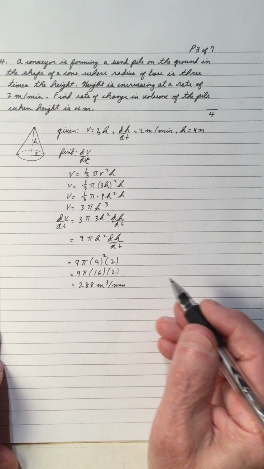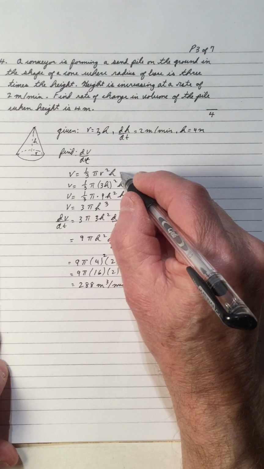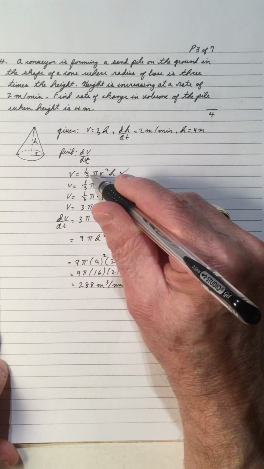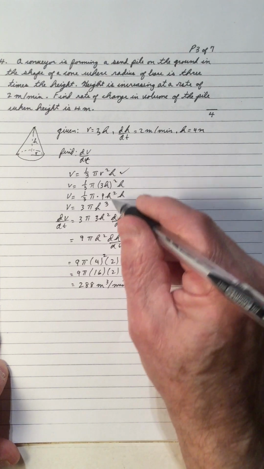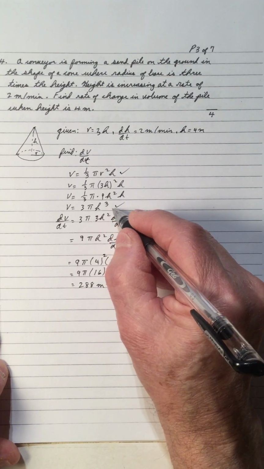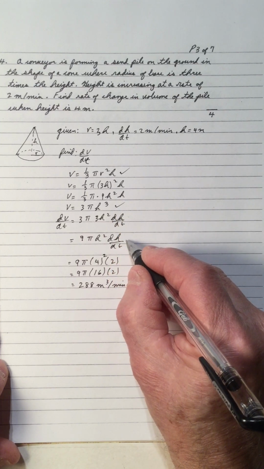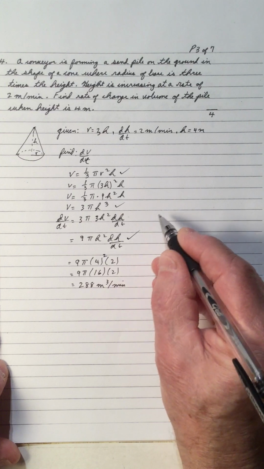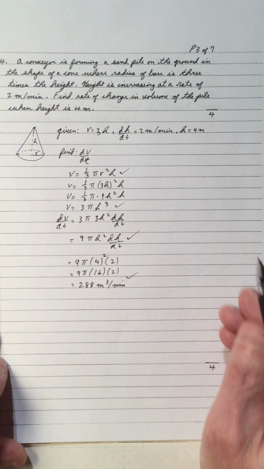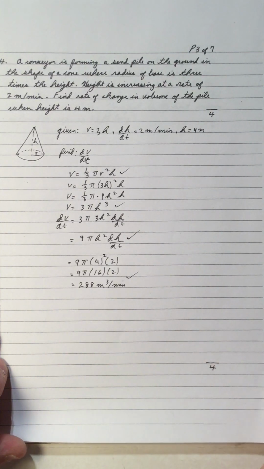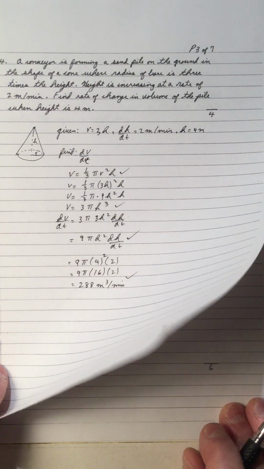And I gave 4 marks for this question. If you came up with the formula for the volume of a cone, I gave you 1 mark. If you came up with the substitution here and worked it out, I gave you another mark. If you did your derivative okay and came up with this equation, I gave you another mark. And if you put the 4 in and worked it out, you got 288 cubic meters a minute. Then I gave you another mark, so that's 4 marks for that question.